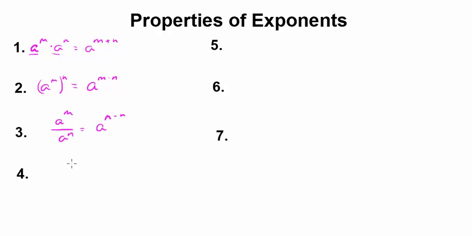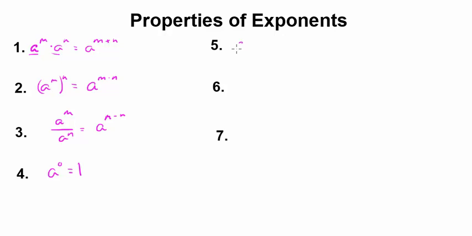Fourth property, a to the 0. Anything to the 0, any exponent or value for that matter to the 0, is always equal to 1.